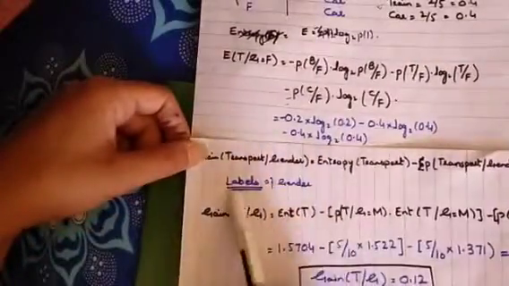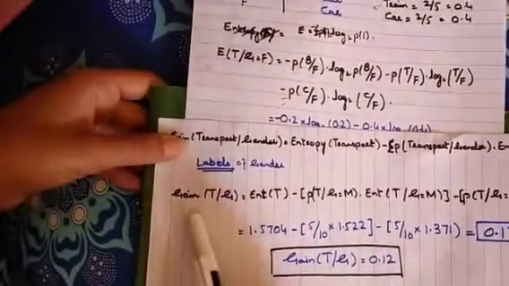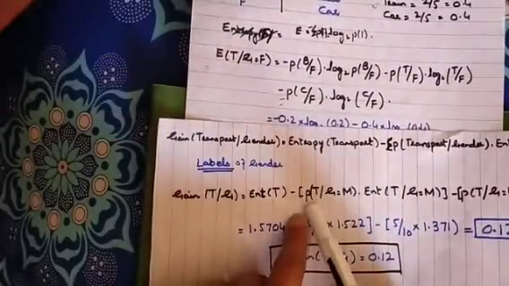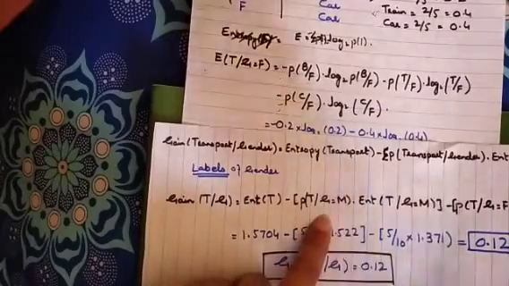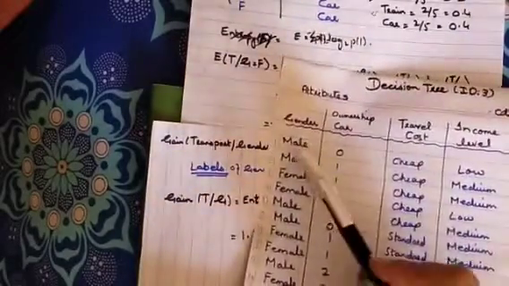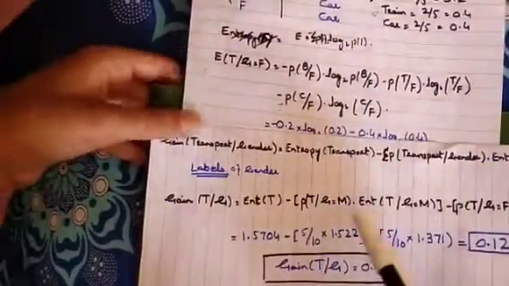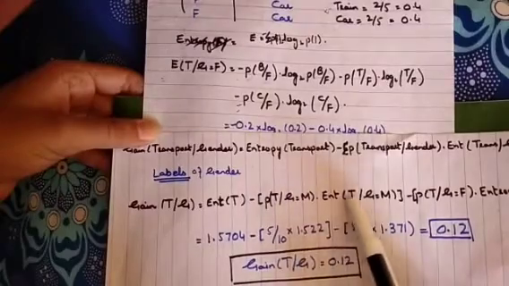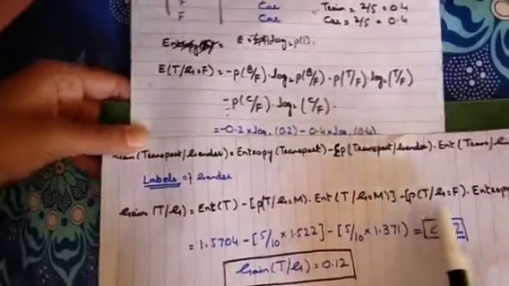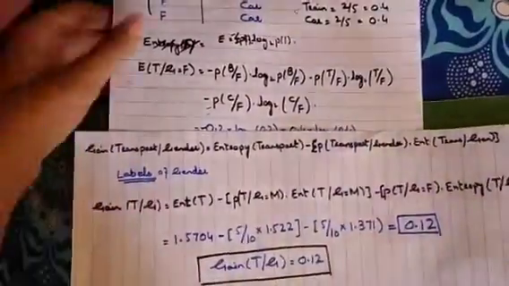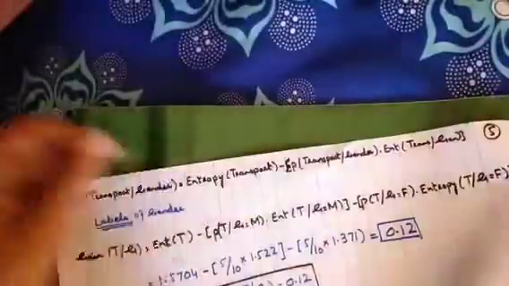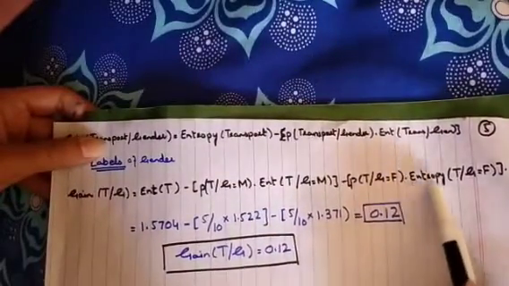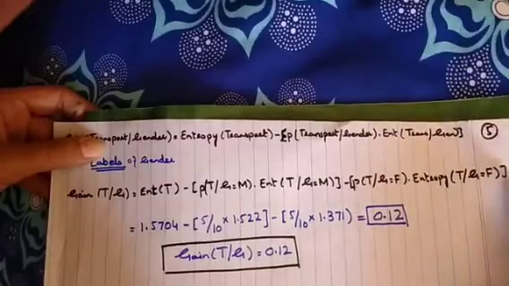So if I put the labels of the gender within it, what I will get is: the gain of transport given that gender will be the entropy of transport minus probability of transport given that, और हमारे पास क्या labels थे for gender, that was male and female. So it will become probability of transport given that gender equals male into entropy of transport given that gender equals male. Same would be done for the female class. So that is minus probability of transport given that gender equals female into entropy of transport given that gender equals female.